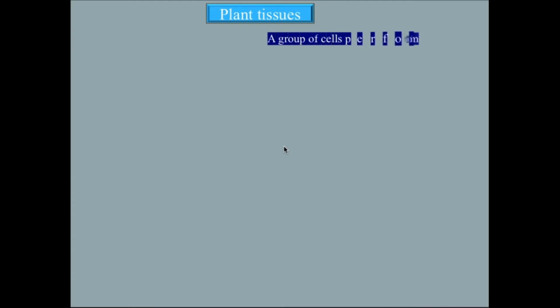Today we want to look at particularly the first concept in plants, and we want to look at plant tissues. Plant tissues by definition are a group of cells performing a given function. And in this case we want to see cells have two major types of tissues.